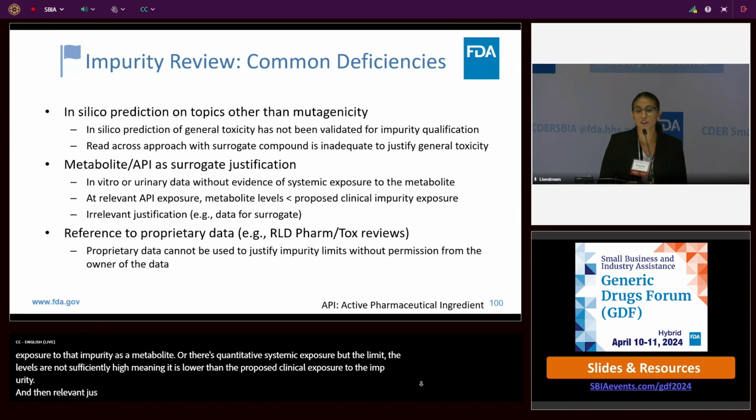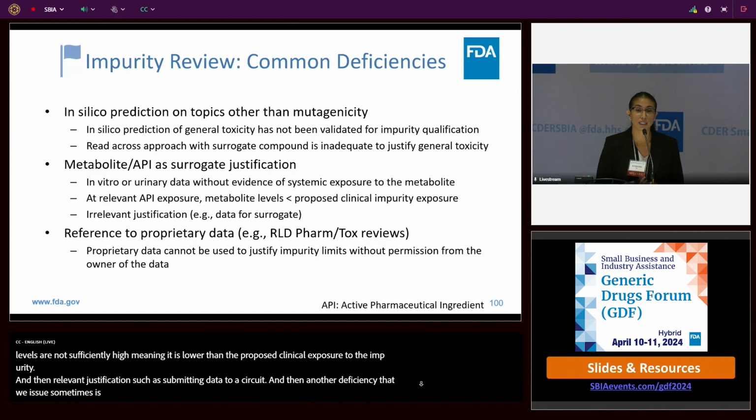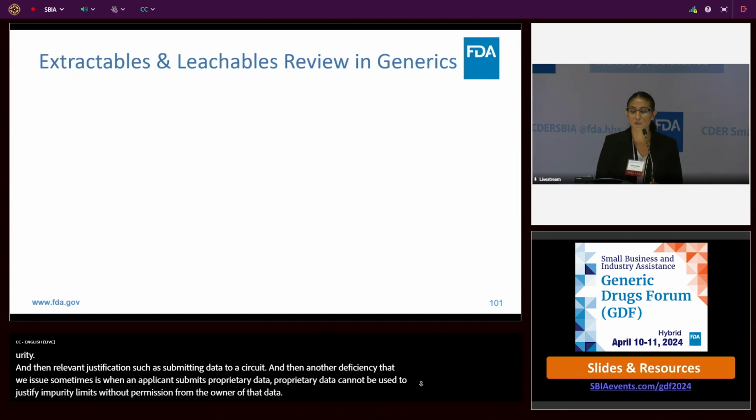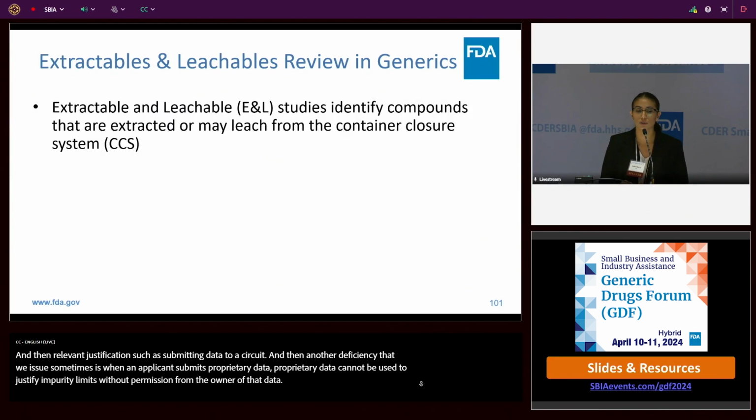And then another deficiency that we issue sometimes is when an applicant submits proprietary data. Proprietary data cannot be used to justify impurity limits without permission from the owner of that data. The next review type we will cover are extractables and leachables.